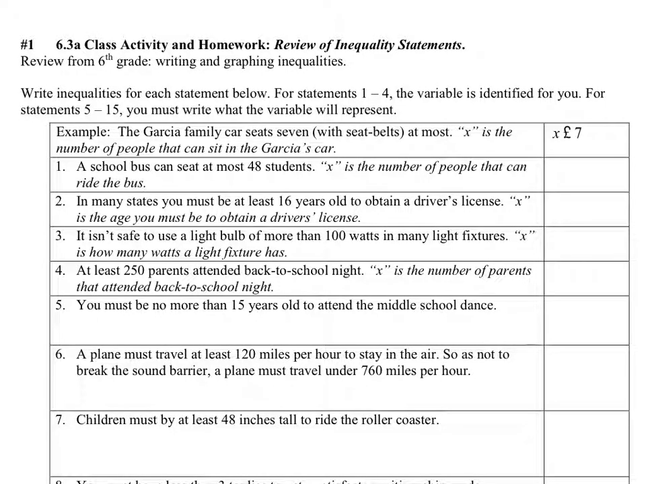All right, this, by the way, is just a review of what you had already learned in 6th grade. It's just that now we're going to start incorporating some 7th grade stuff into it. So you may see some minor differences, but it should be all stuff that you are very familiar with. Write inequalities for each statement below. For statements 1 through 4, the variable is defined for you. And then we'll have to figure out what variable we want to use for 5 through 15.